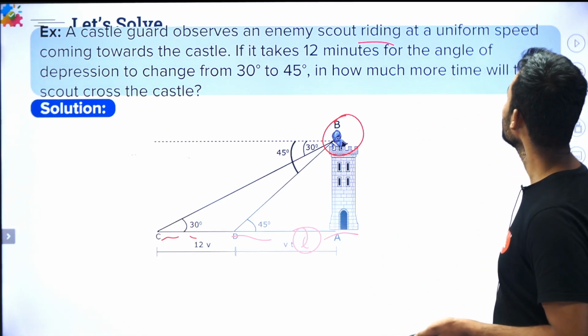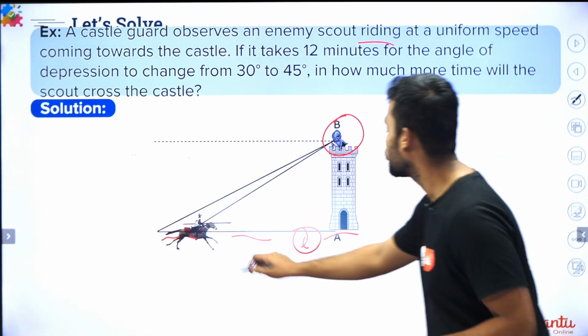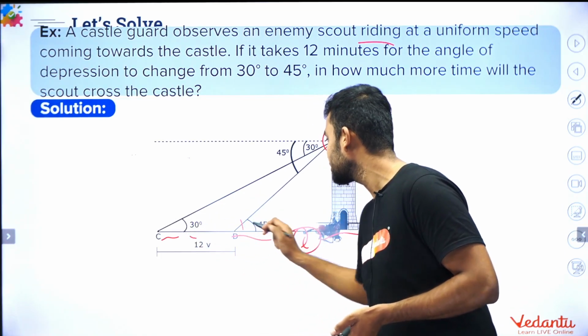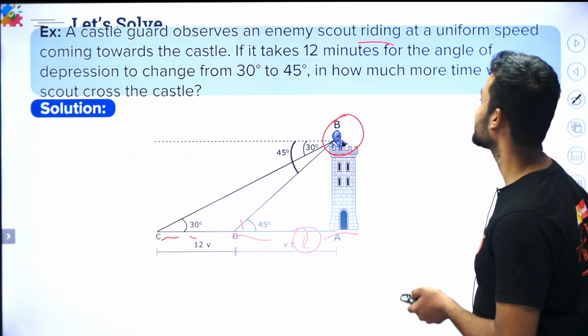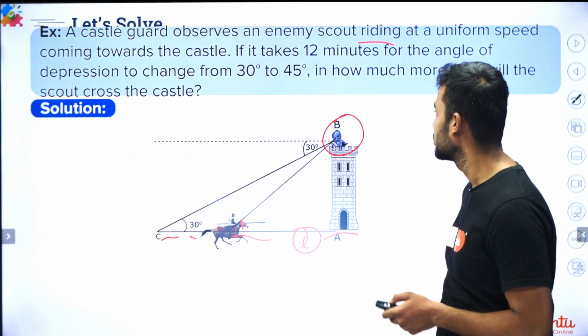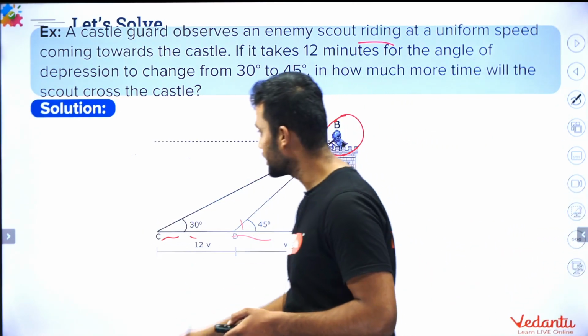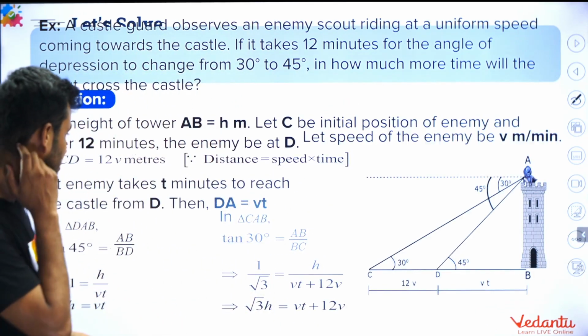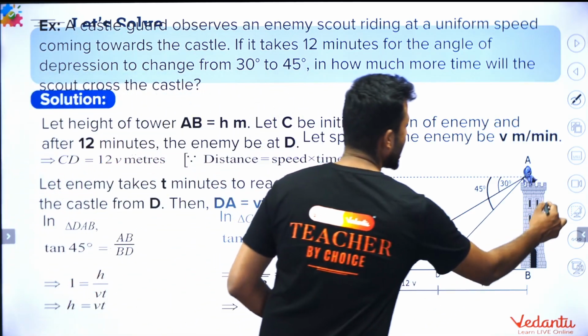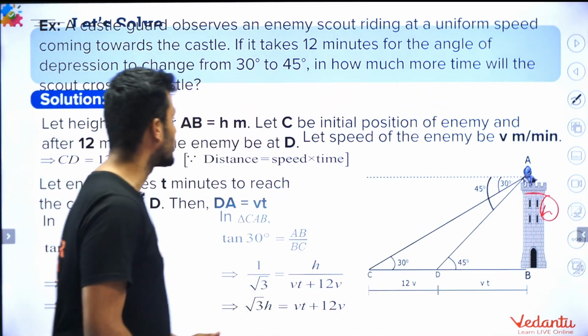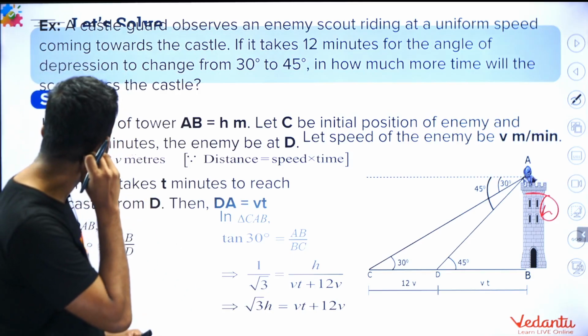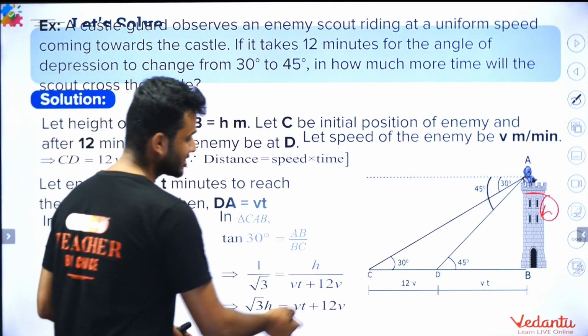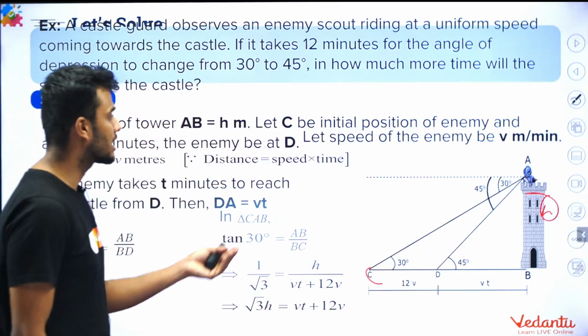For the angle of depression to change from 30 to 45 takes 12 minutes. How much more time will it take to reach the castle? This is angle 30, angle 45. Here we need to find the height of the tower. The height we don't know, so let's call it h. Then, with the initial position, AB be 12 minutes. This is the C, D value. You can write like this.